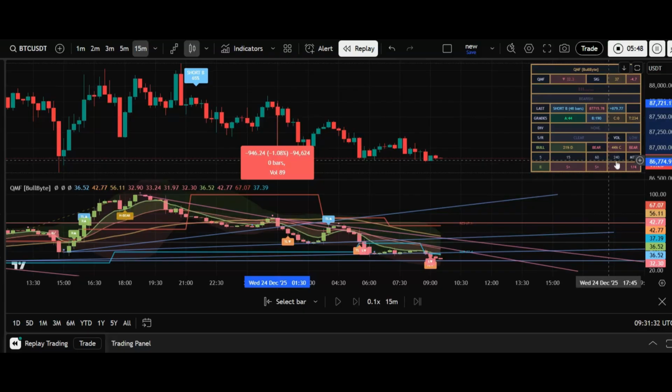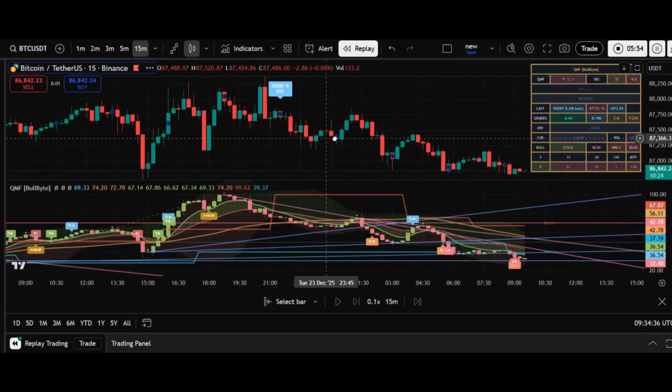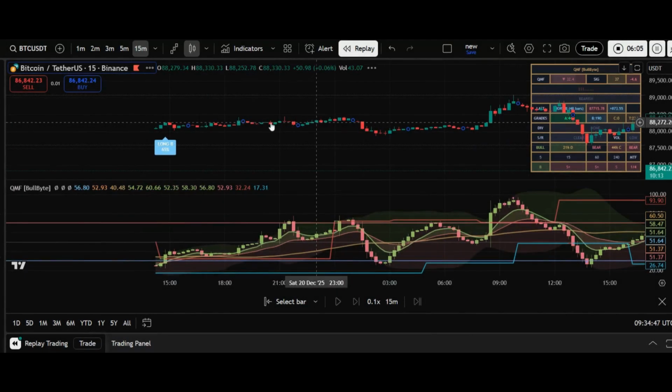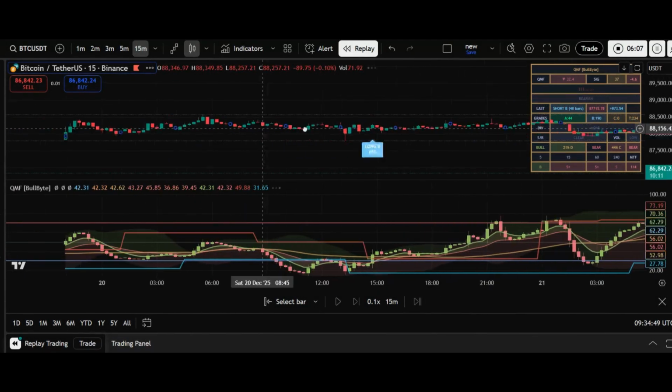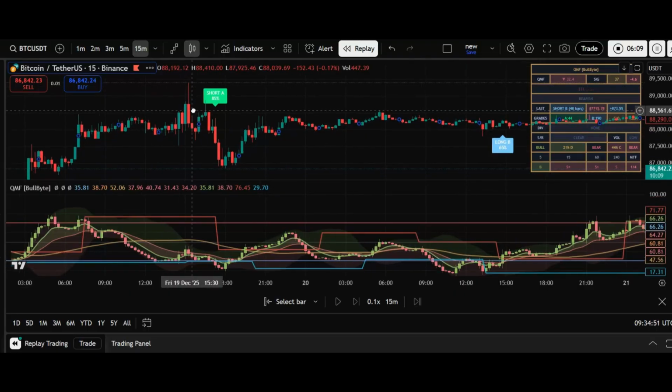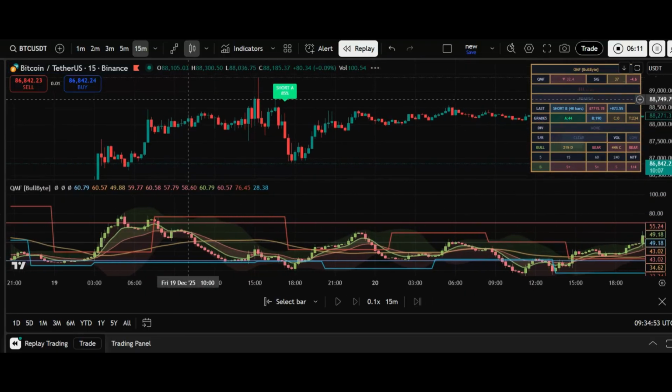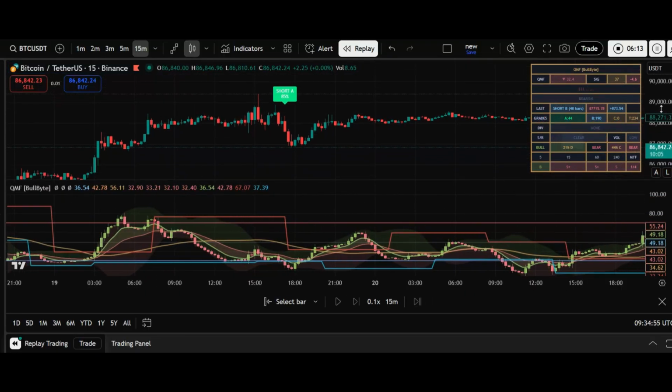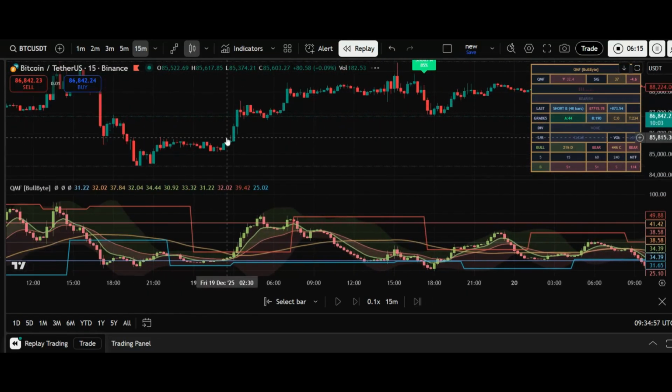Before we wrap up, let me quickly show you some of the last few signals the indicator generated and how they performed. As you can see, most signals serve their purpose well. But remember what I always say, don't trade blindly. Use these signals as confirmation, not as your sole decision-making factor.